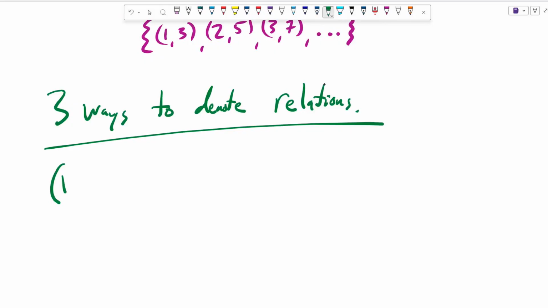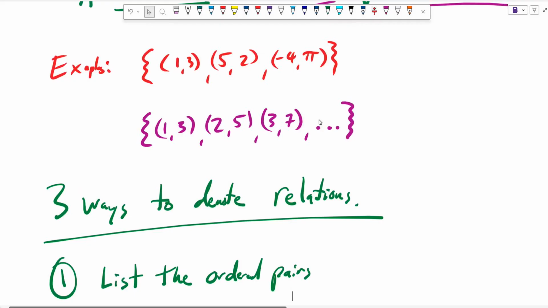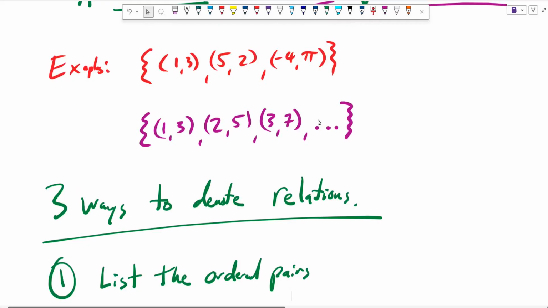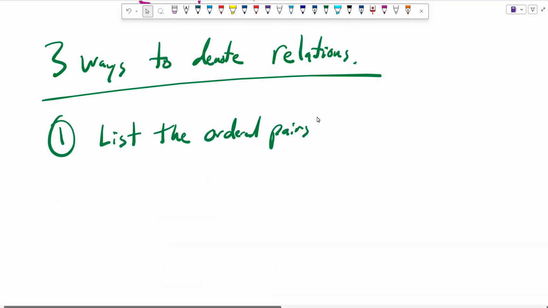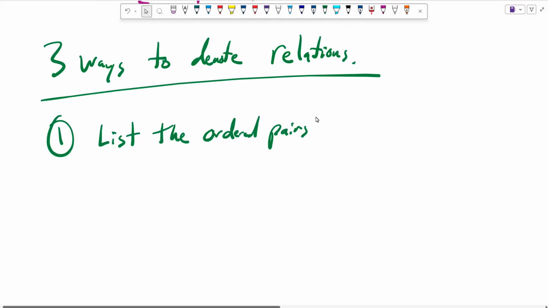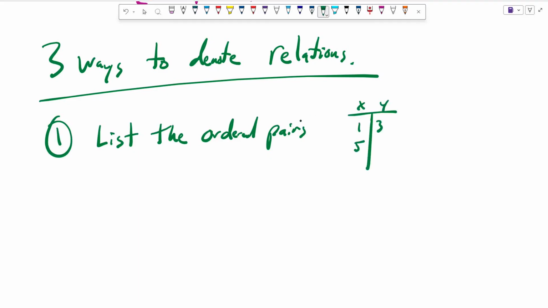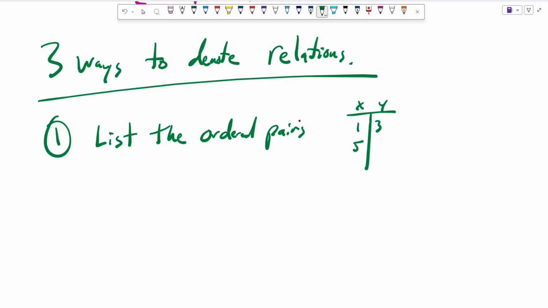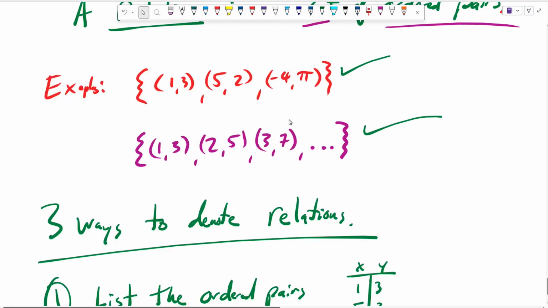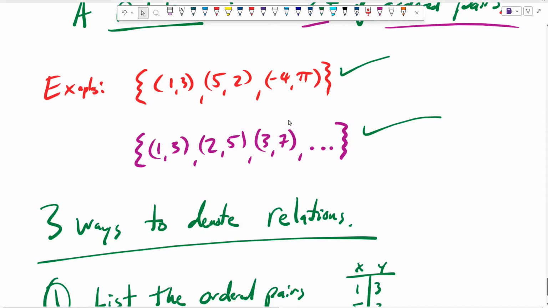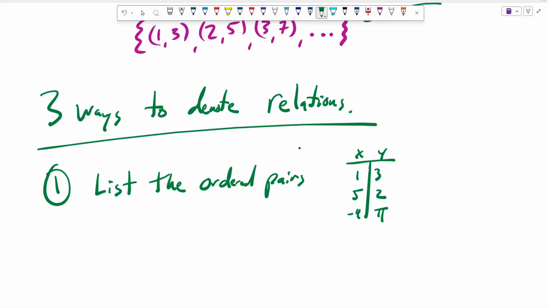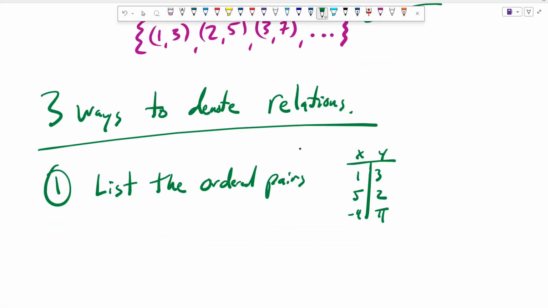There are three ways to denote relations. First way is you list the ordered pairs, just like we did here and here. It could be in a table too. It doesn't necessarily have to look exactly the same.